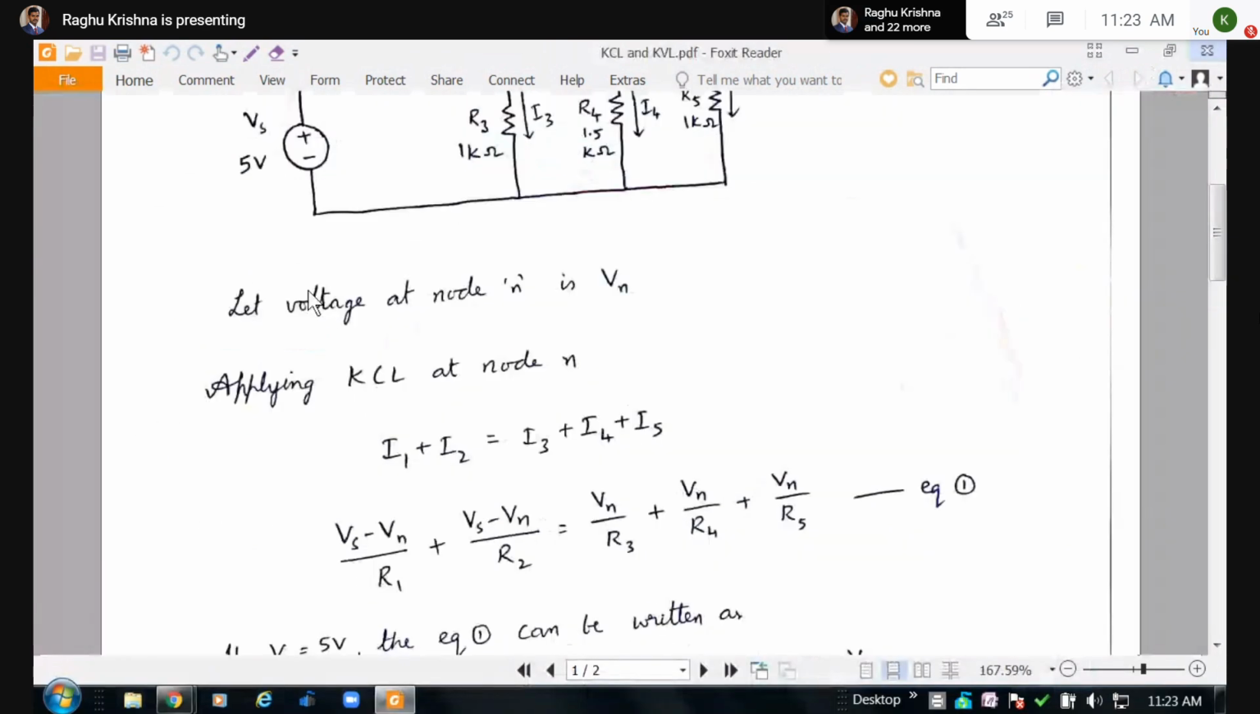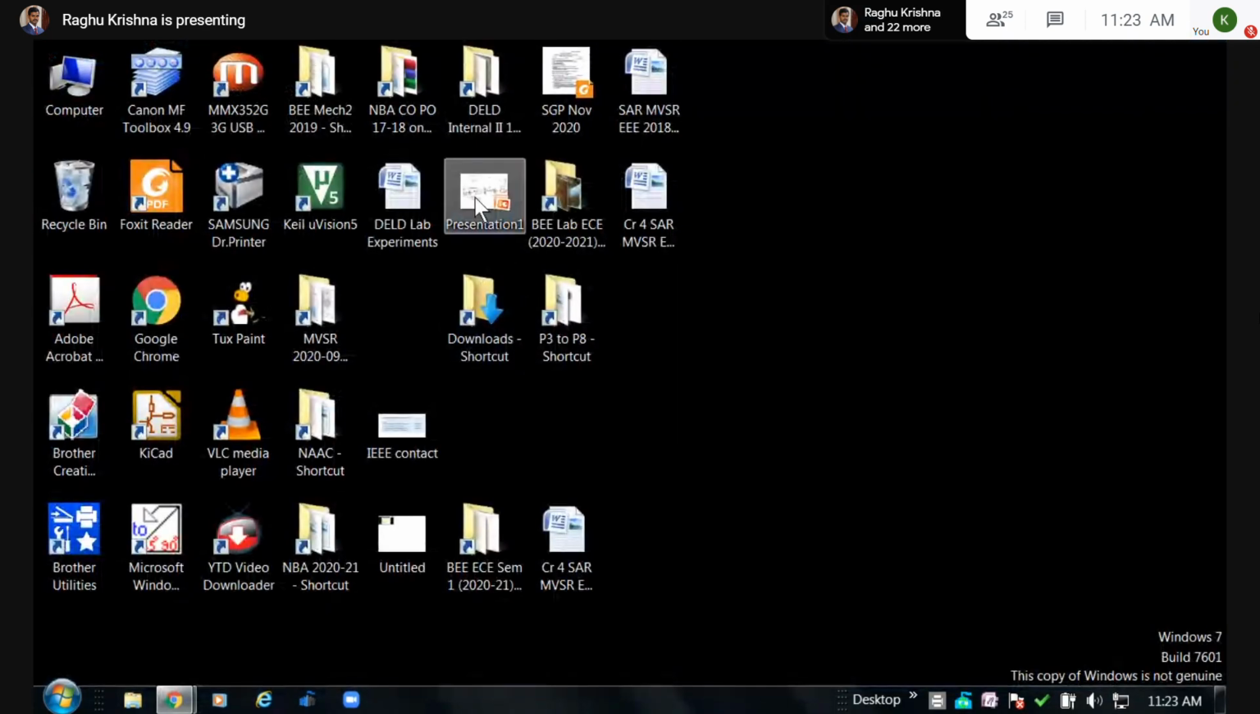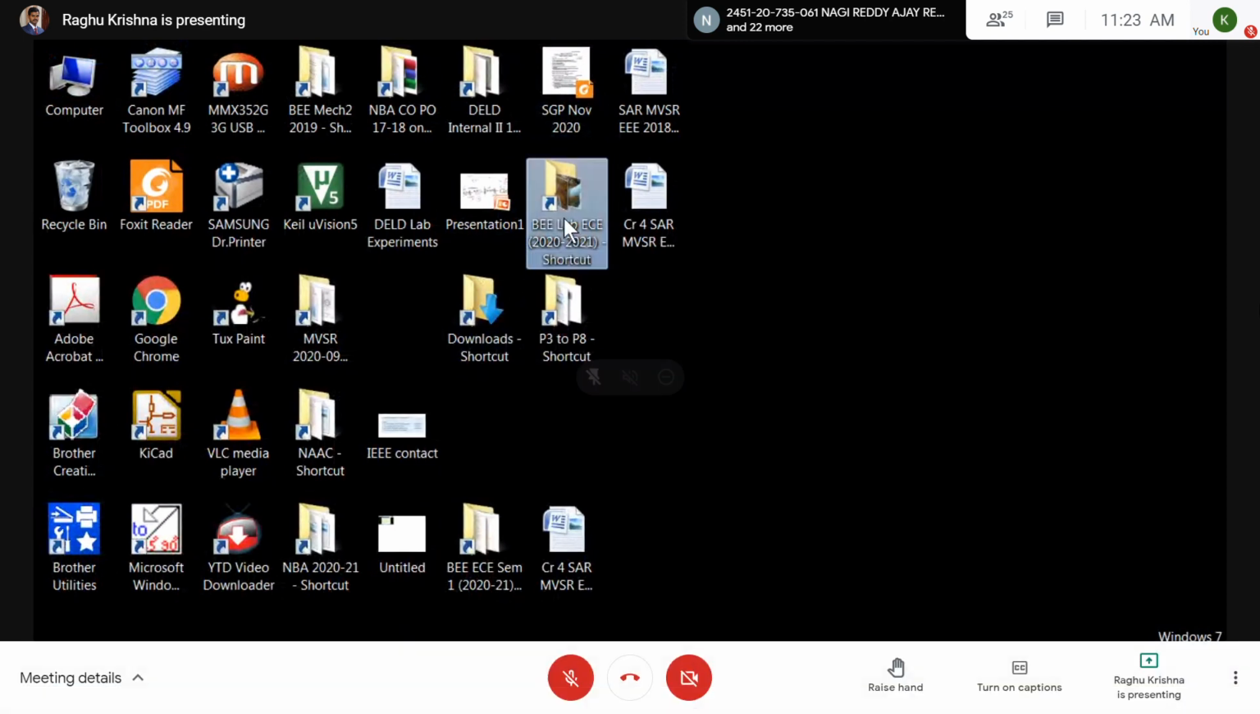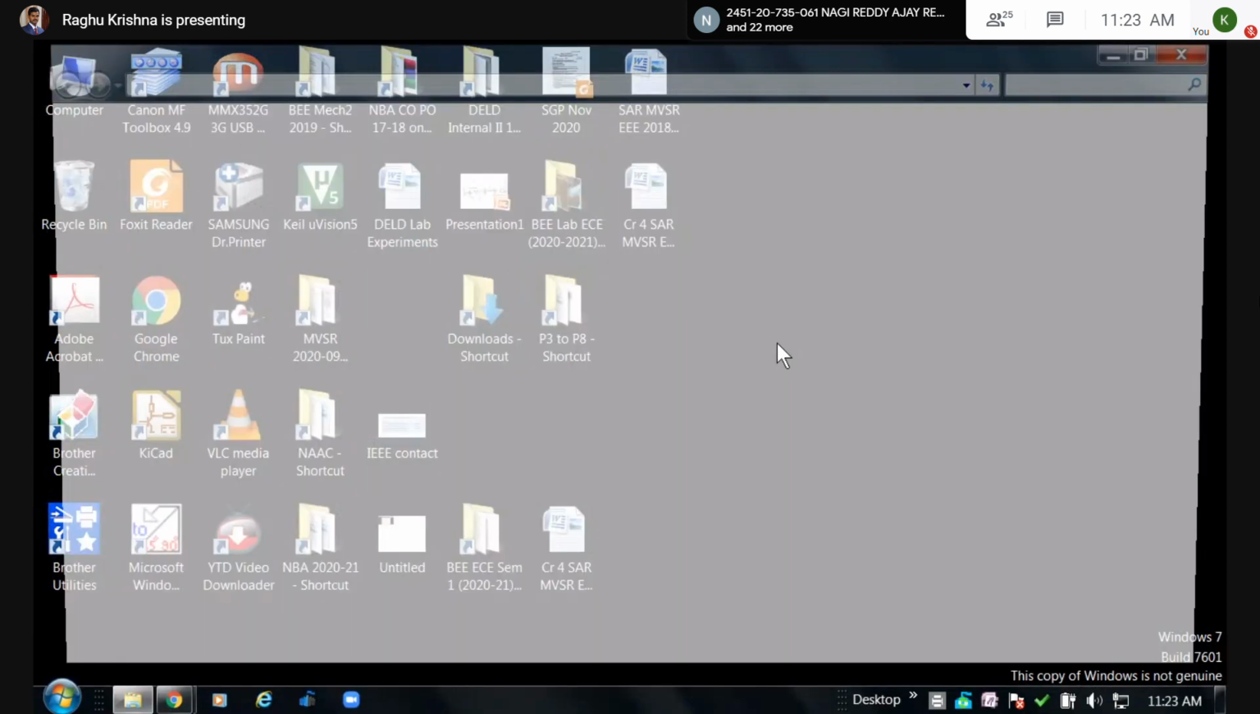Are you able to see the white screen or not? Dependent or control.